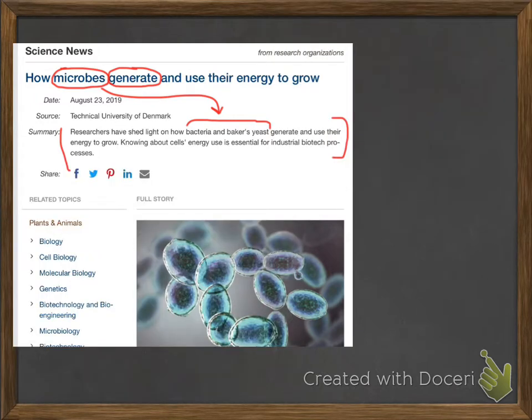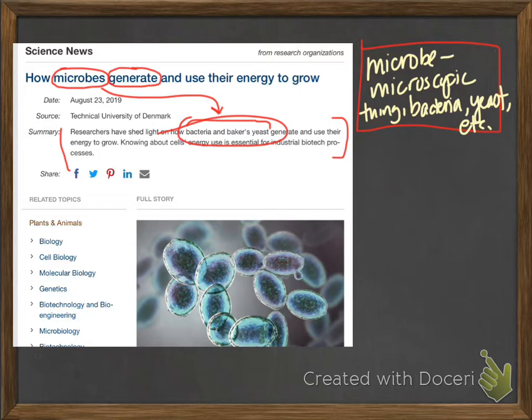Based on those 2 definitions, plus my nice little context clue right there, I'm going to go ahead and over here on the side, jot down the definition for microbe. So I've jotted down microbe, microscopic thing, bacteria, yeast, etc. It's really important to understand that definition well enough that you can put it in something that resembles your own words. It makes a lot more sense to you if you do. Now, having done that, I can reread that sentence. Why microscopic things like bacteria and yeast generate and use their energy to grow.